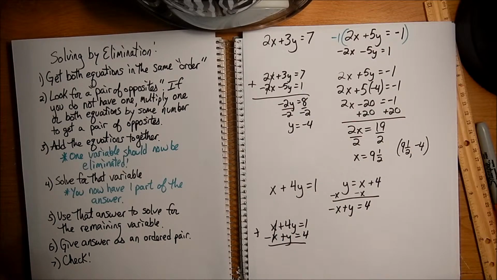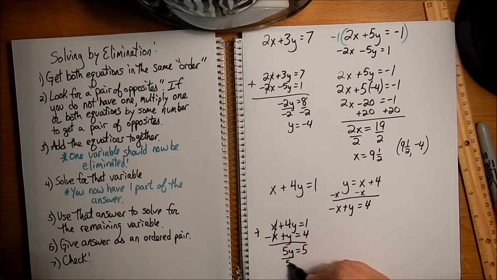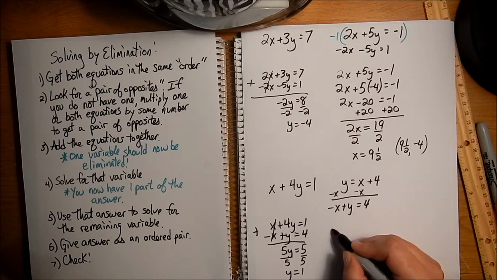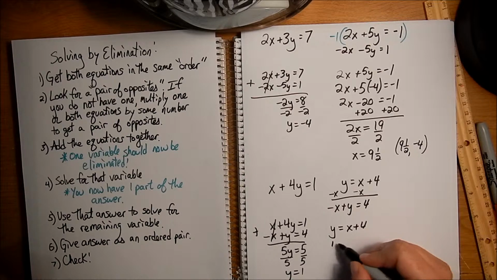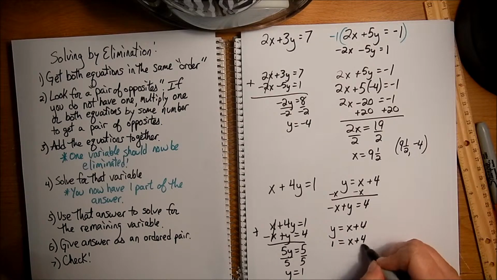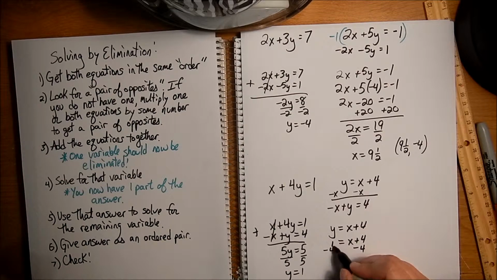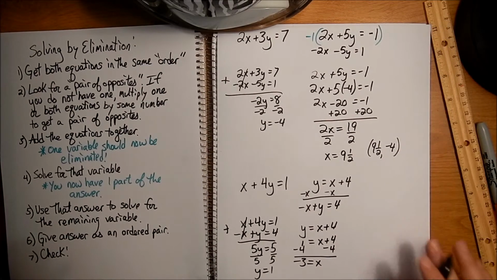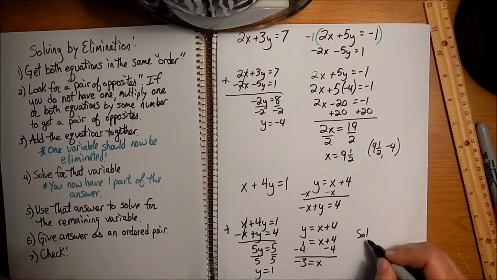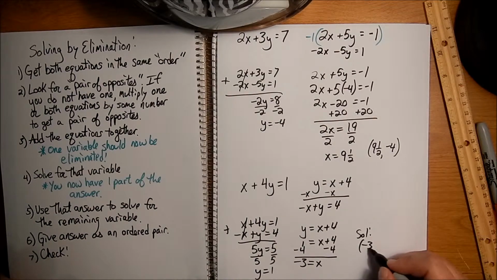x plus -x cancels itself out. 4y plus y is 5y. And 1 plus 4 is 5. So I can solve for y. And it just so happens that y is 1. Okay, and now I can go back to my original equation over here, y equals x plus 4. I know that y is 1, so I can solve for x. If I subtract 4 from both sides, -3 is x. So now I have my solution here is -3, 1.